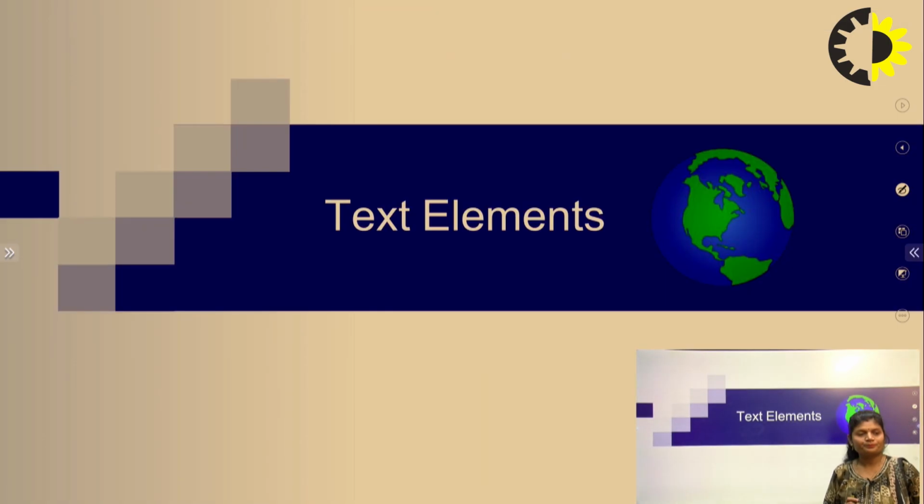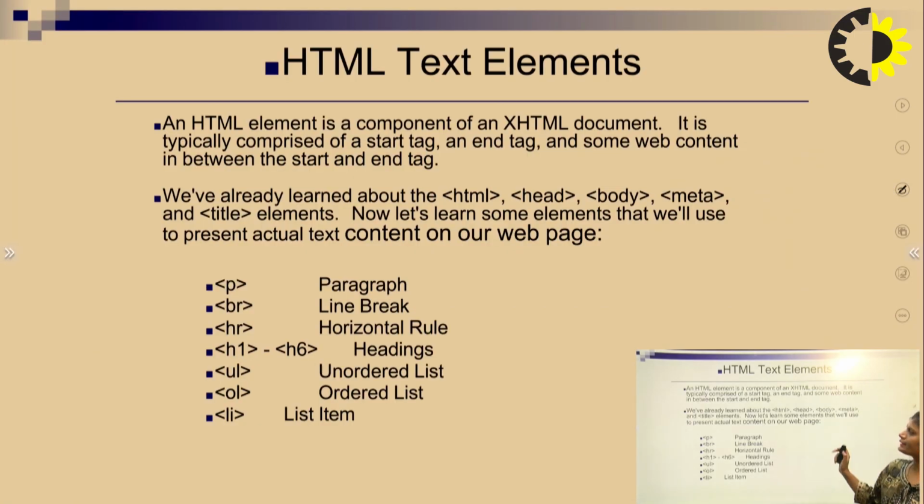Text elements. HTML text elements. For writing text, different types of text elements are used in our HTML coding. An HTML element is a component of an XHTML document. It is typically comprised of a start tag, an end tag, and some web content in between the start and end tag. We have already learned about the HTML, head, body, meta and title elements. Now let us learn some elements that we will use to present actual text content on our page.